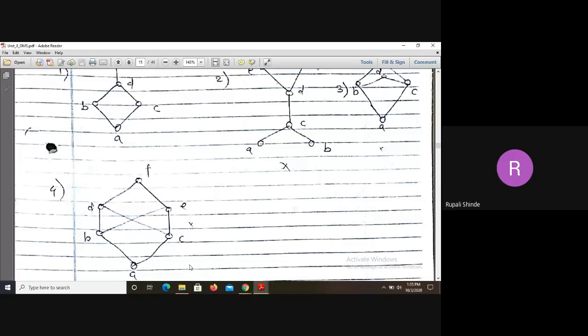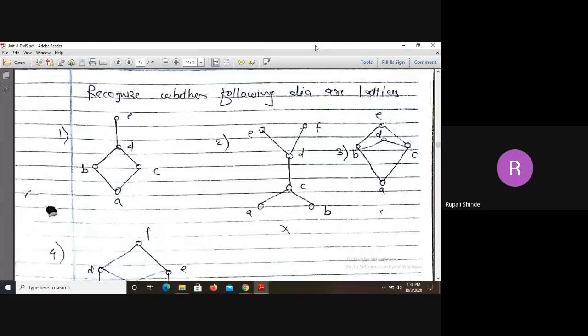For the pair B2, comma C, two upper bounds are present. What are those? D and E. That's why this is not a lattice. Correct. So in this way we can recognize a lattice.